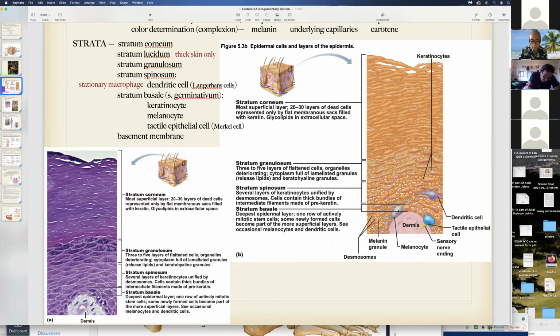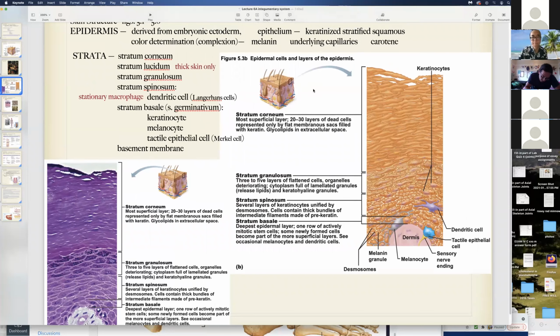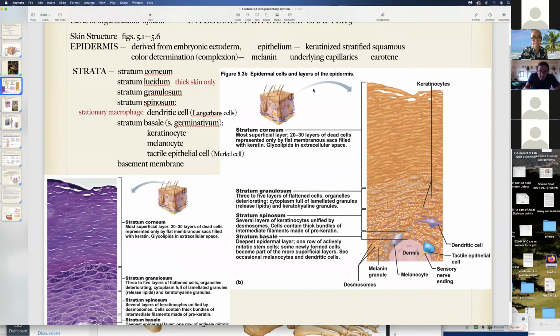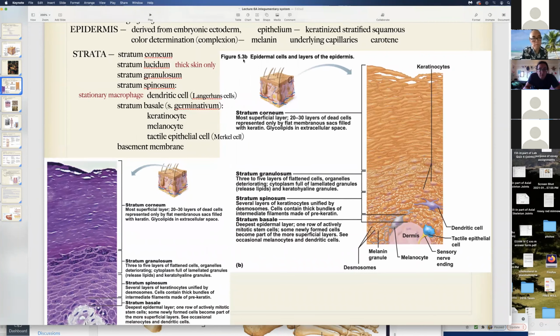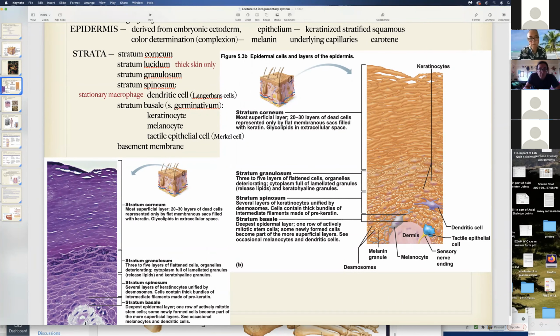Now, other types of cells that would be here, melanocyte. Melanocytes are the ones that would be producing melanin. Melanin is a very dark protein, okay? And melanin is the one, it's a single item here mostly, that is going to be handling your complexion. Okay.